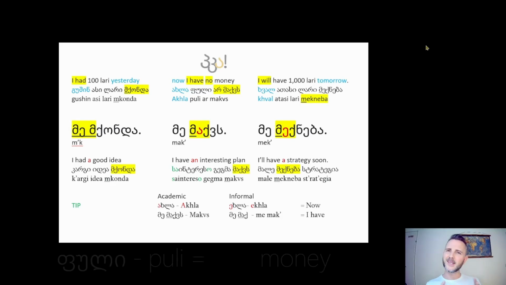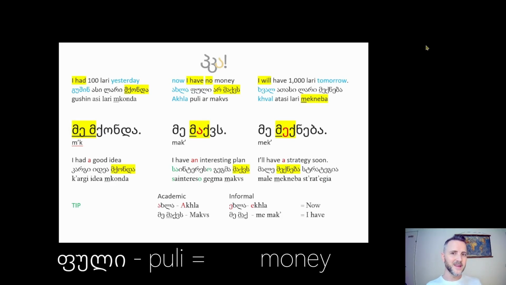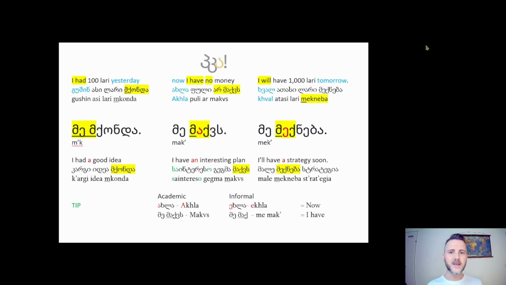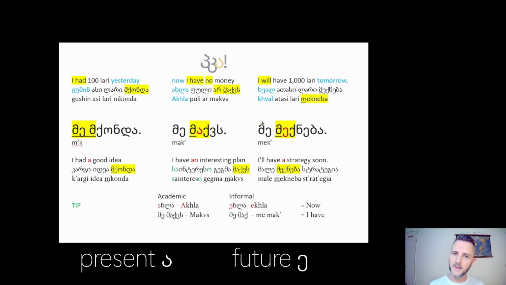Slide 1 tells a little bit of a story about money and me having it or not in the first person. So, firstly, let's go to the verb we need. Me max, I have. Me makonda, I had. Me mekneba, I will have. Makonda, max, mekneba. The a and the e, changing from present to future. Please pay attention to that.